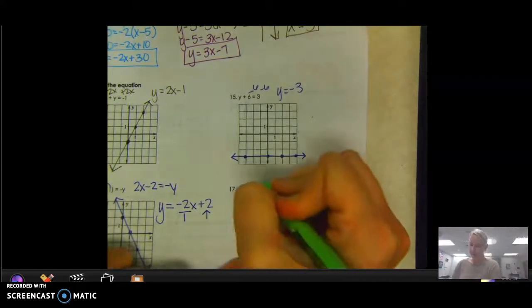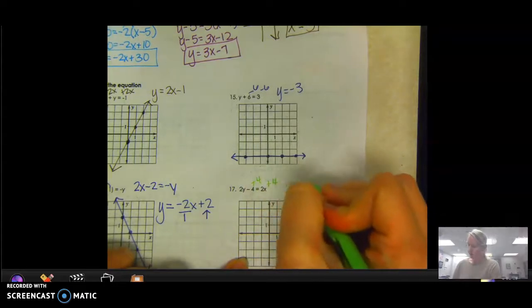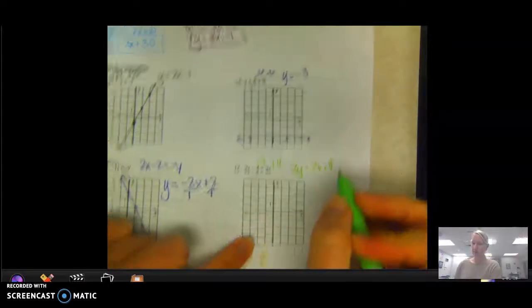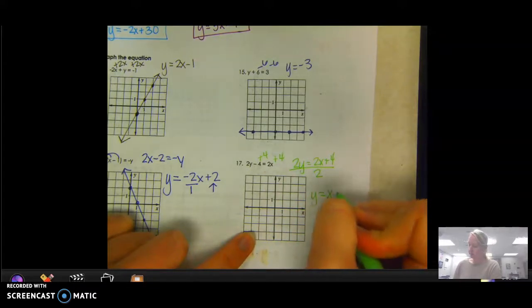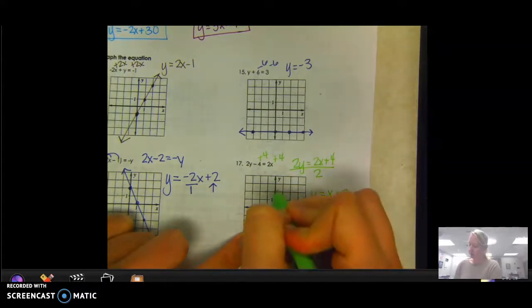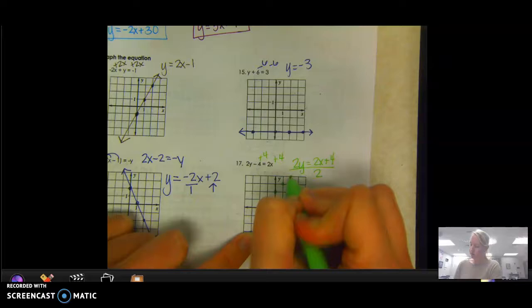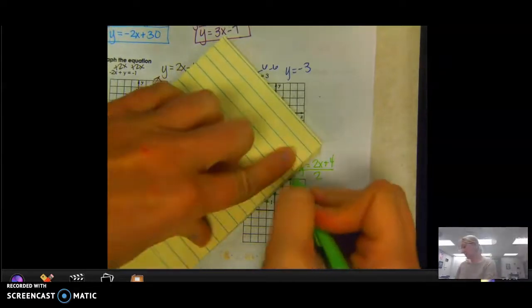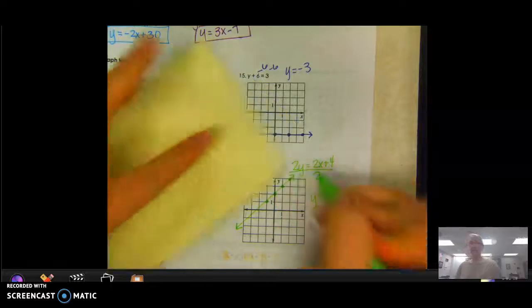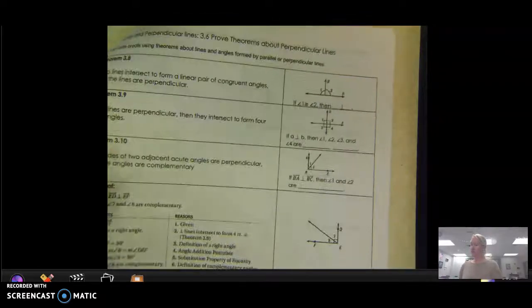Here, I'm going to start moving stuff, so I'm going to add 4 to both sides. 2y equals 2x plus 4. I'm going to divide by 2 everywhere. So I get y equals x plus 2. My y-intercept is right here at 2. My slope is 1, the invisible 1 in front of the x, which means up 1/1, up 1/1, or down 1, backwards 1. Connect. Arrows, and arrows. All righty.